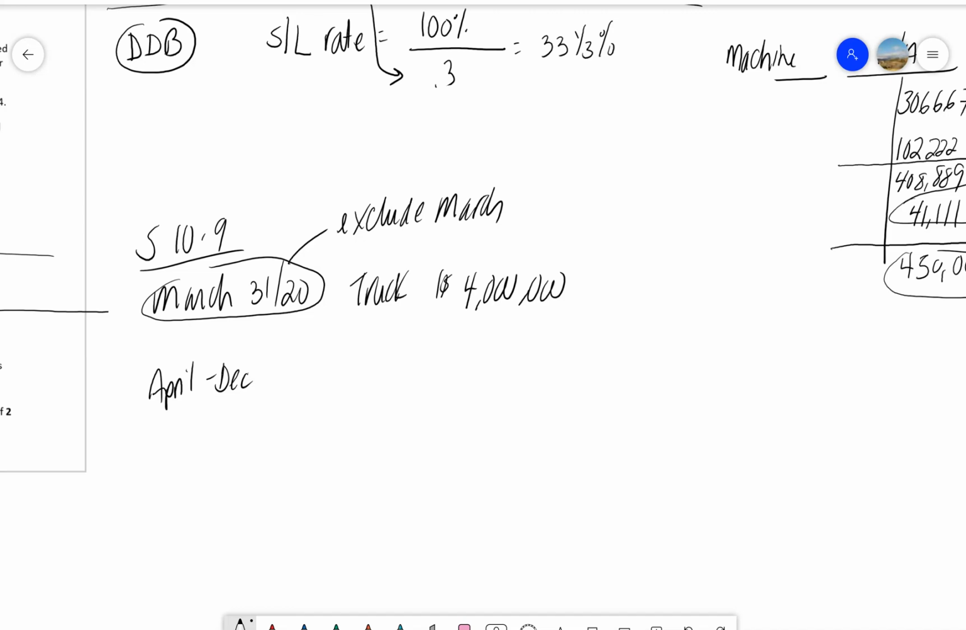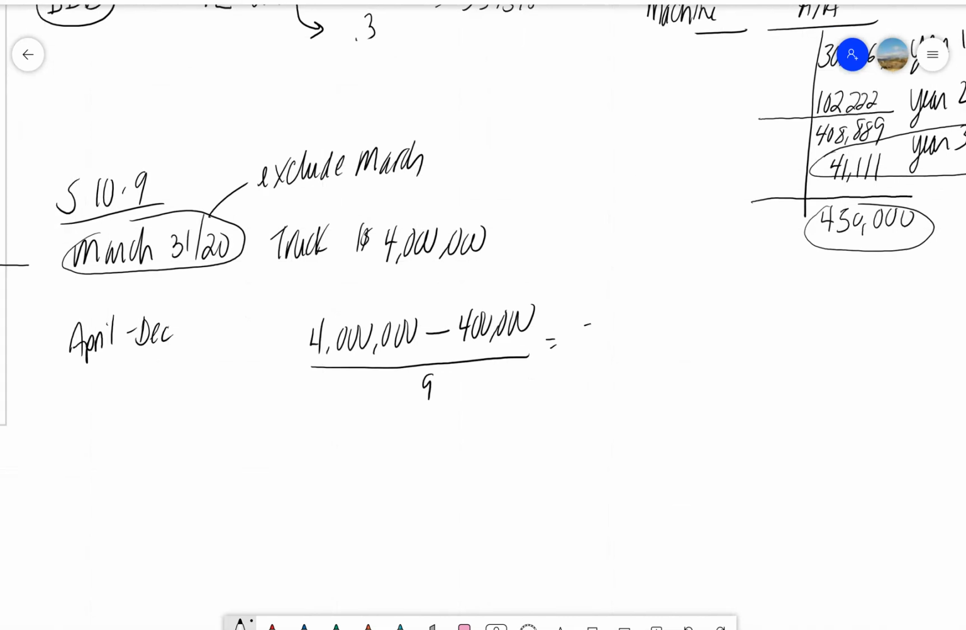Now they use straight line. So we take the 4 million. And remember, a straight line, we subtract the residual or salvage value. This company expects the residual or salvage value to be 400,000. And then we divide it by the useful life of, given in the question, it's going to last 9 years. So every year we would take amortization expense of 400,000 per year.